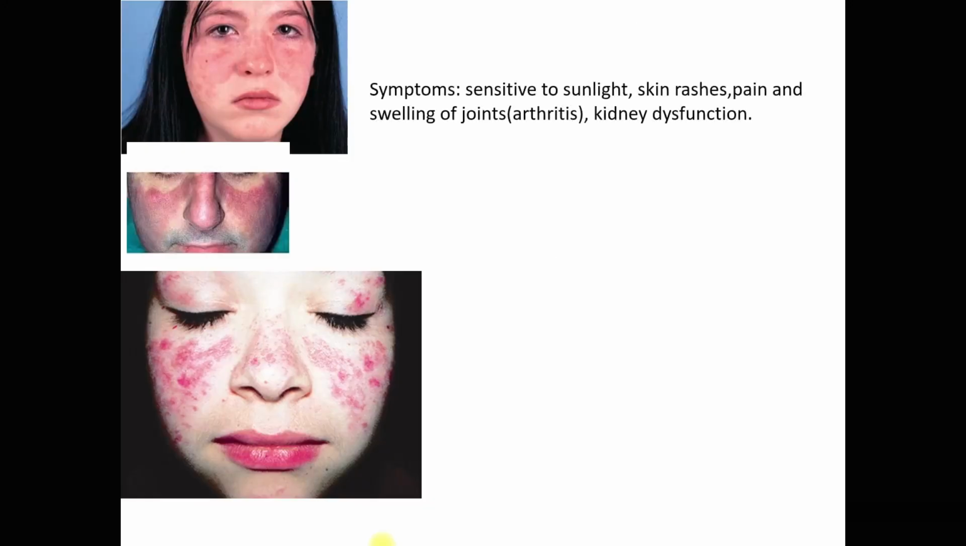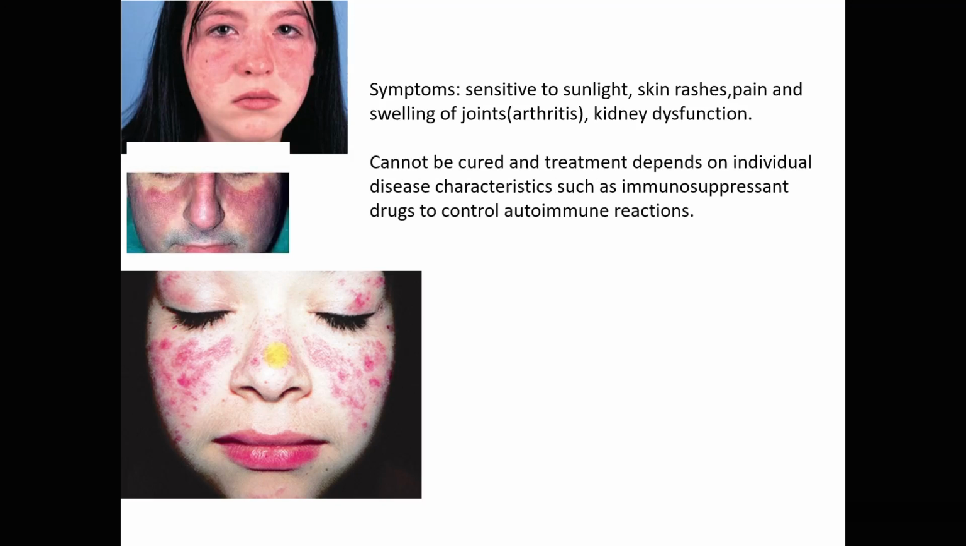Okay, now the symptoms of SLE. These pictures were taken from the internet, so I don't know who they belong to, right? So credit goes to the owner or the ones who uploaded the pictures. So symptoms of SLE: sensitive to sunlight, skin rashes, pain and swelling of joints, which is very similar to arthritis, and kidney dysfunction. And then sadly, SLE cannot be cured, right? And treatment depends on individual disease characteristics, such as immunosuppressant drugs that control the autoimmune reactions.